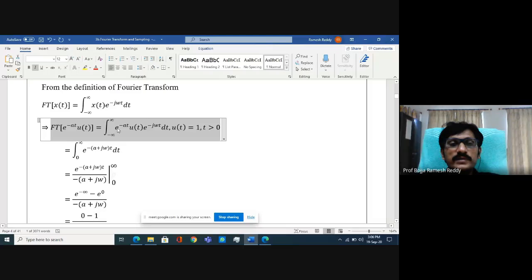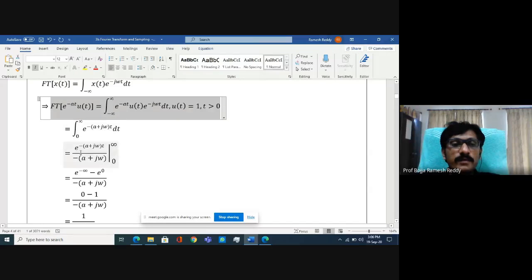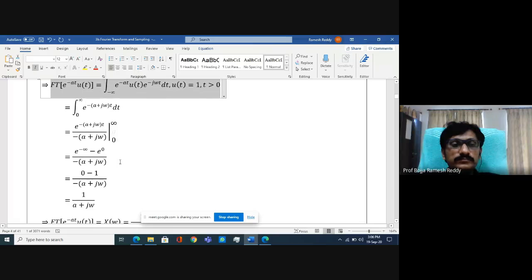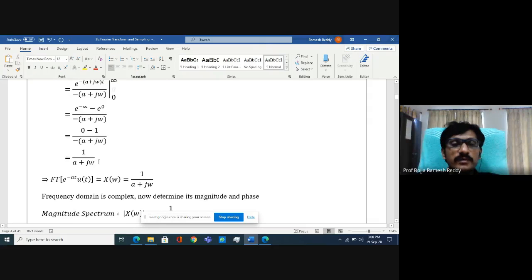Therefore, it is e power minus at, e power minus j omega t. Take minus common: a plus j omega into t dt. Integration of e power x is e power x only, so e power minus of the same thing divided by the coefficient of t. Substitute upper and lower limits from 0 to infinity. Substitute t is equal to infinity first: e power minus infinity minus e power 0, divided by minus of a plus j omega. Numerator: e power minus infinity is 0, minus e power 0 is 1, so 0 minus 1 by minus of a plus j omega. That is 1 by a plus j omega.